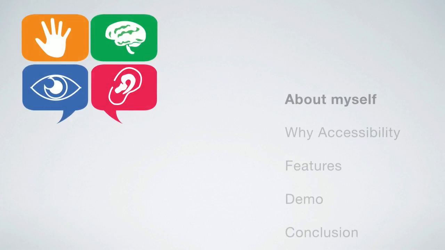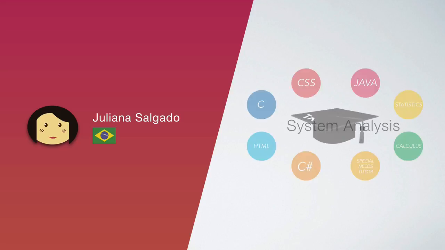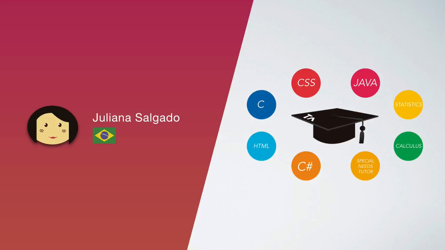So let's start by introducing myself. I'm Juliana Salgado, I'm from Brazil, and I'm graduating in system analysis at Campinas University in Brazil. At university, I had some great experiences, such as working as a teaching assistant in C, Java, statistics, and some other subjects. And this passion took me to tutoring, especially with disability, which was a really rich opportunity because to help him, I needed not only to understand his difficulties, but also to understand his home context.